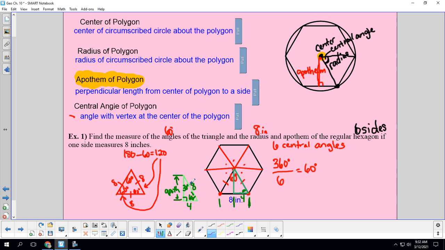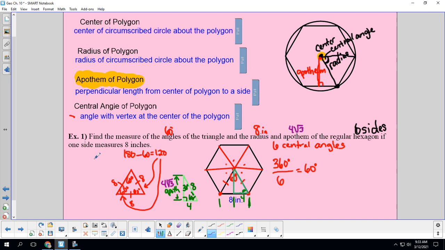So in a 30, 60, 90 triangle, the short side is here. The hypotenuse is 2 times the short side, and the long side is your short side times the square root of 3. So aren't you glad we did all that special right triangles shenanigans last week? Because now we go, oh yeah, of course it's 4 root 3, Miss Applegarth. We did practice on it. So the apothem is 4 root 3.